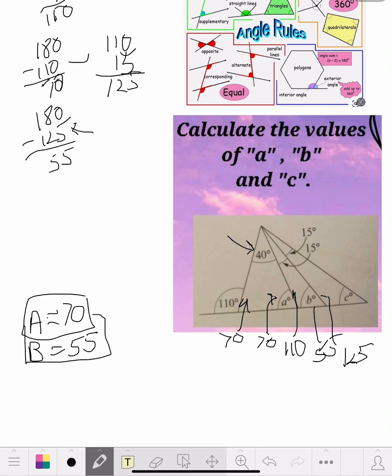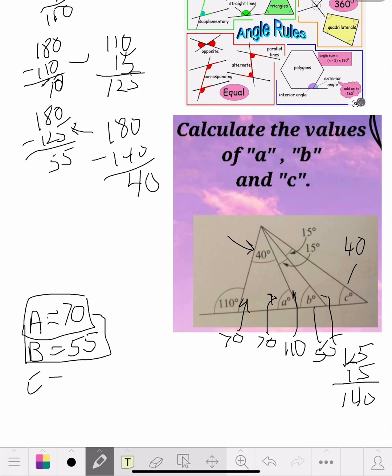We know the top angle was 15 right there. So 125 plus 15 is 140. We know the whole triangle is 180. So you got 180 minus 140 is 40 degrees. So that means angle C is 40 degrees. So let's write C equals 40. And we square that off.